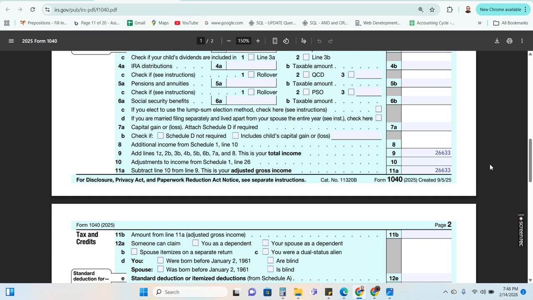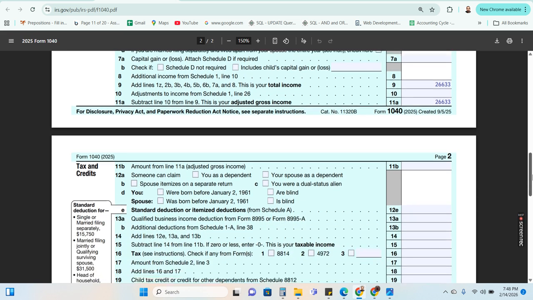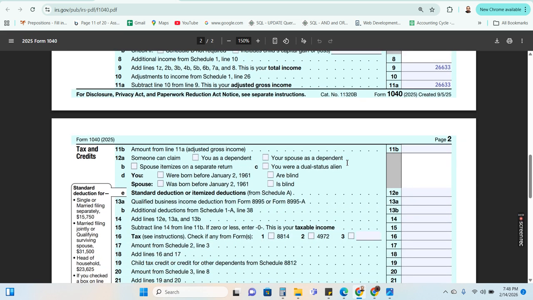Okay, ladies and gentlemen, this is 11B. The amount from 11A, the same 26633, we are going to write in line 11B. Then 12A: someone can claim you as a dependent? No, this is not the case. Now we come to 12E, standard deduction or itemized deduction.